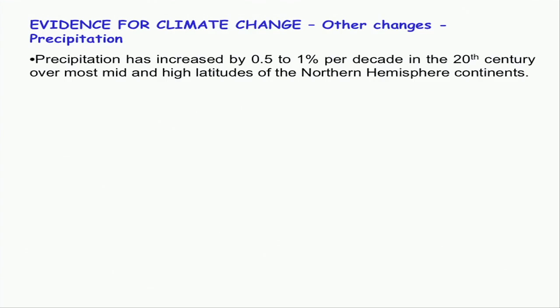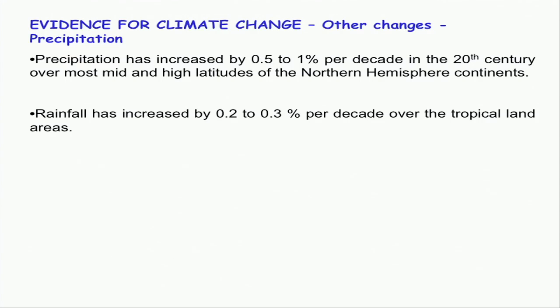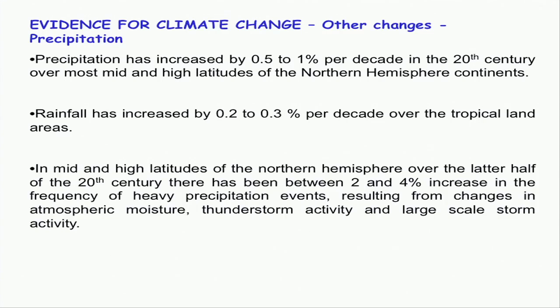And in fact, precipitation has increased by between 0.5% and 1% per decade over the 20th century, and that's over most of the high and mid latitudes in the northern hemisphere. Rainfall has increased by 0.2 to 0.3% per decade over the tropical land masses as well. In the mid and high latitudes of the northern hemisphere, over the latter half of the 20th century, there's been between a 2 and 4% increase in the frequency of heavy precipitation events.